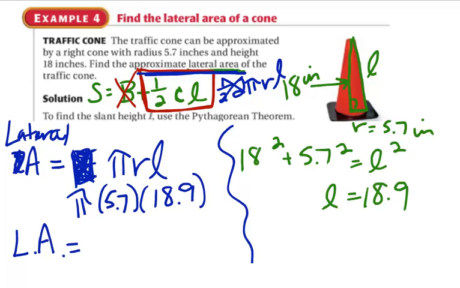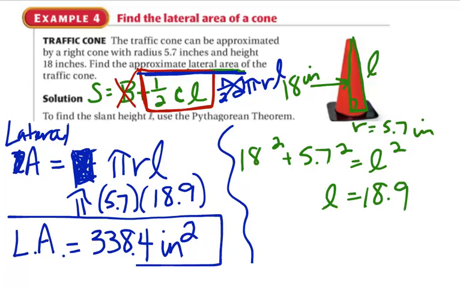okay, since we have decimals, we can keep using decimals. I'm going to plug that all in and get 338.4, and do we have inches? And it's an area, inches squared. Area is a unit squared. There is the lateral area. All right, so I think you're ready to go with the pyramids and cones.